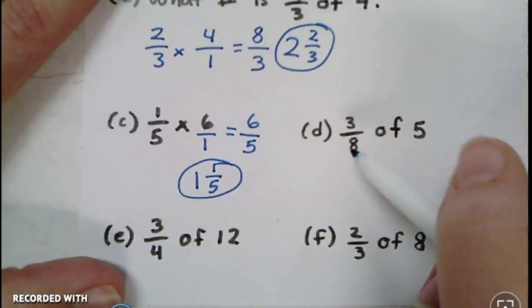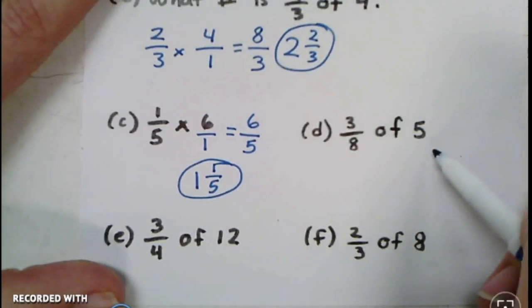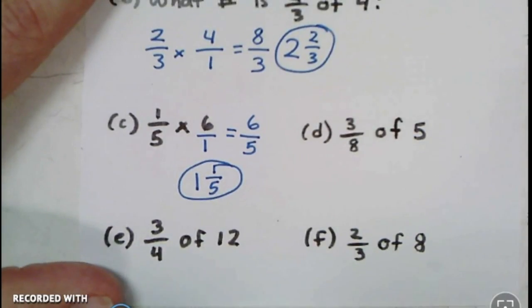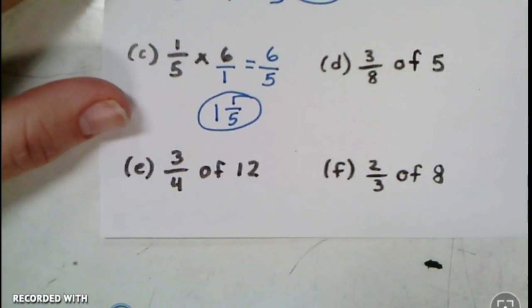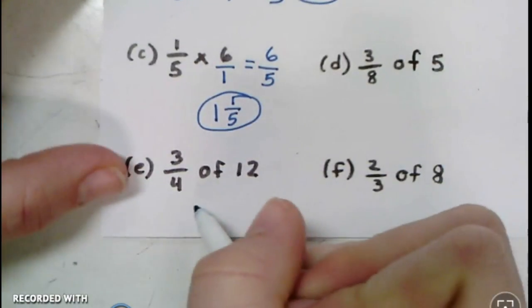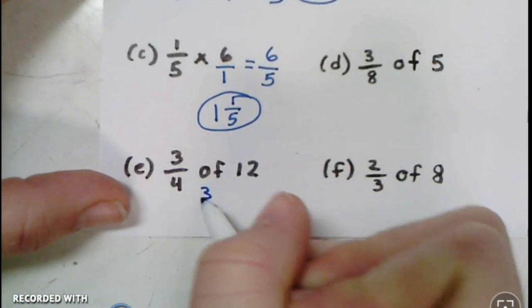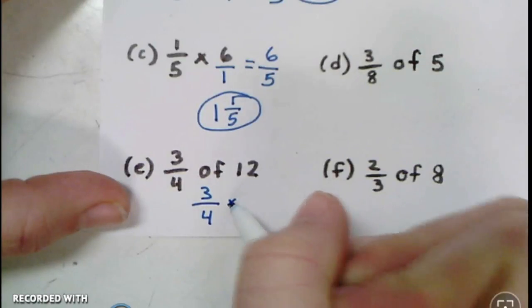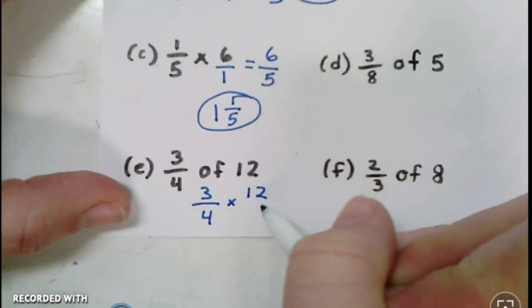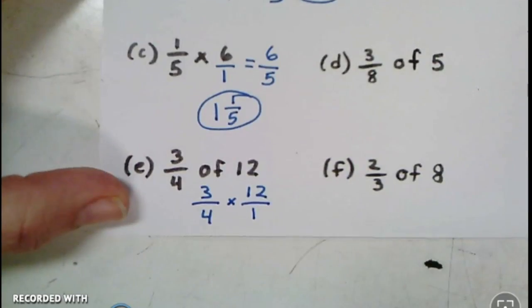All right, here's the next one, 3/8 of 5. Why don't you try this one on your own? Down here, 3/4 of 12. I'm going to do this one with you because I want to re-show you that simplifying trick. 3/4 of, which means multiplication, 12 over 1.